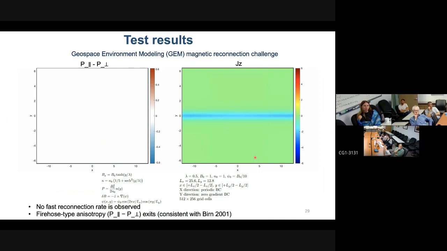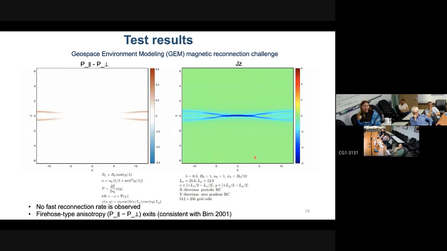We also performed the GEM magnetic reconnection challenge to see if the scheme can provide a good description of the magnetic reconnection process. So first, we find that there's no fast reconnection, since we did not include any Hall physics that generally determines the fast reconnection rate.